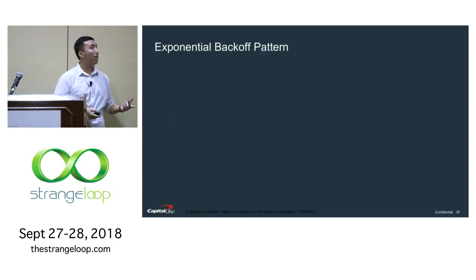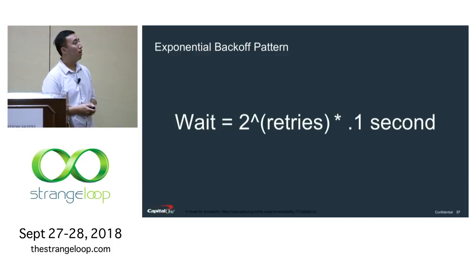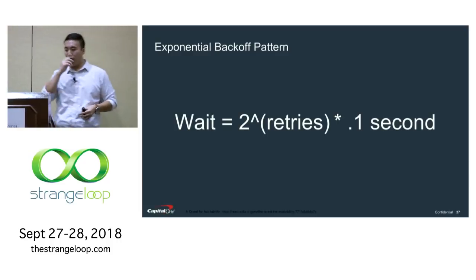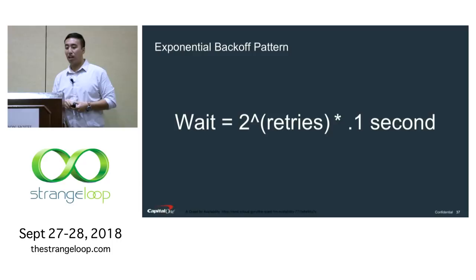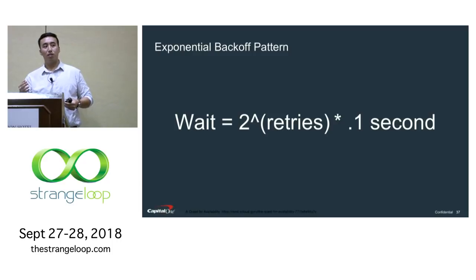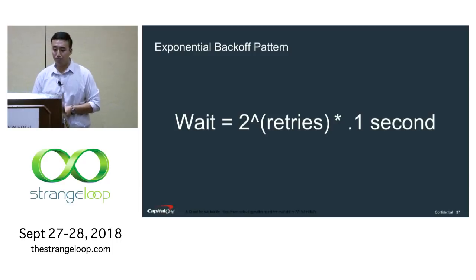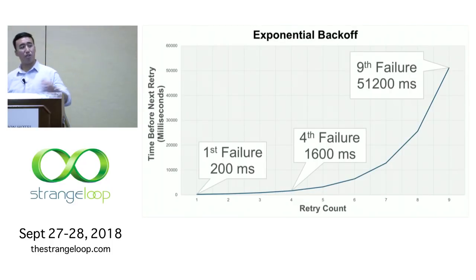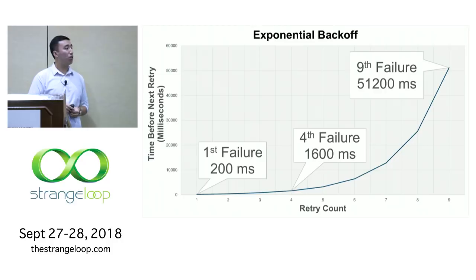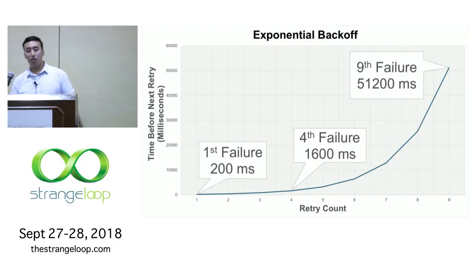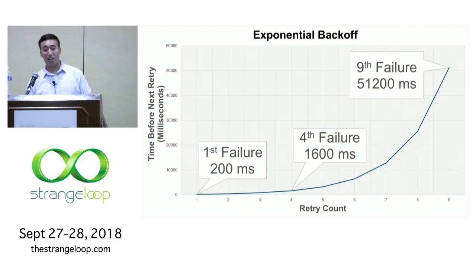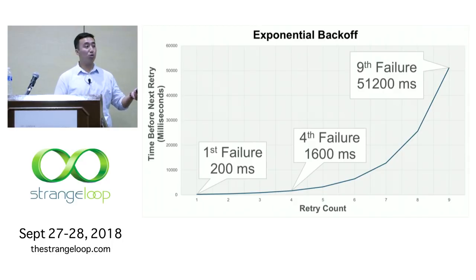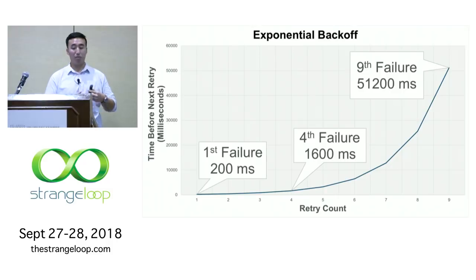So that's where something like the exponential backoff pattern comes into play. And in a very naive manner, every time we have a failing call, we increase the amount of time before our next retry call. Something like that looks like after our first failure, we wait about 200 milliseconds. After our fourth failure, we wait 1,600 milliseconds. And after our ninth failure, we're waiting around 51 seconds. And this allows us to continue retrying, but it allows the failing system to recover, and it gives it more time to recover and become healthy.